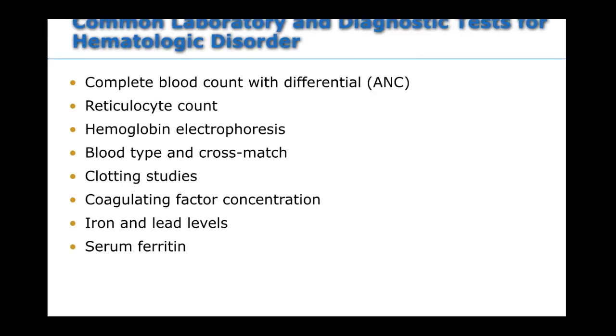All right, CBC with diff. Again, it'll tell you your red blood cells, your platelets, and your white blood cells, and it'll also tell you the differential, which white blood cells are elevated. Reticulocyte count, you're going to see drawn with sickle cell disease. Blood type and cross: with any of the anemias, you're probably going to see blood transfusions. With the leukemias, you could possibly see some blood transfusions. So you'll hear that referenced a lot in this chapter.